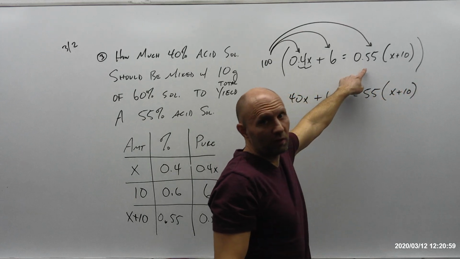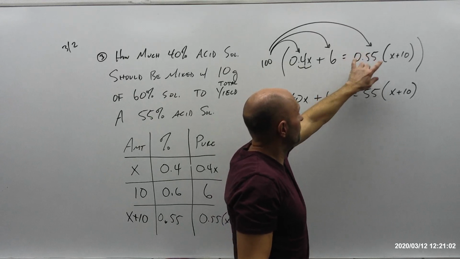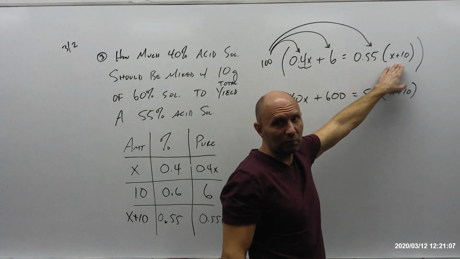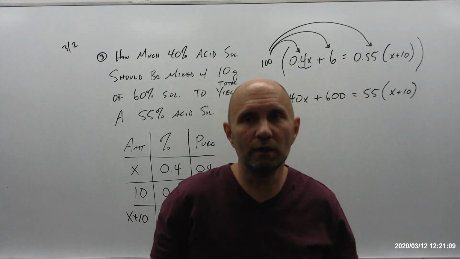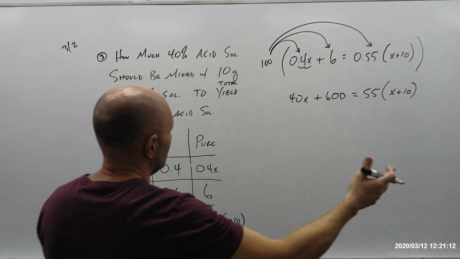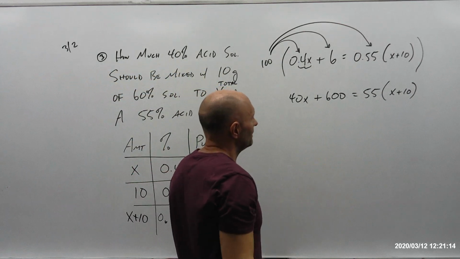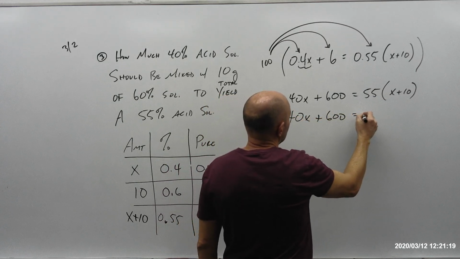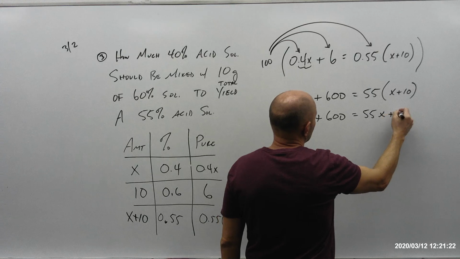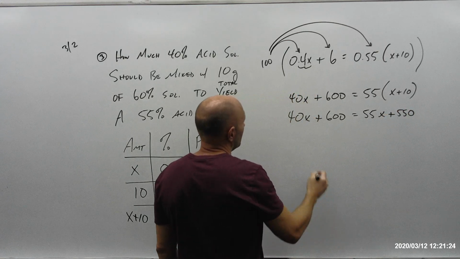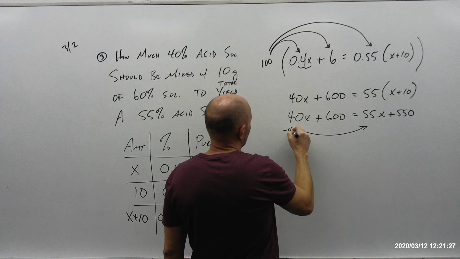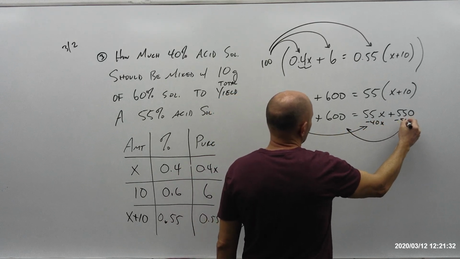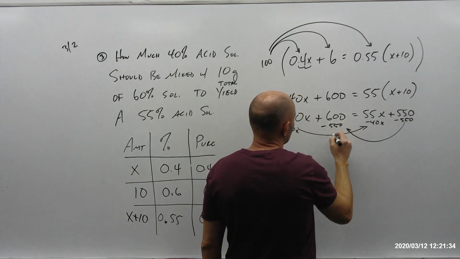And I'm only multiplying it by the number in front because what? This is a product. So it's 100 times 0.55 times x plus 10. I only multiply it one time there. So now, go ahead and distribute and solve from here. Not dealing with decimals. So I get what? 40x plus 600 is 55x plus 550. So if I move the 40x here, I subtract 40x from both sides. If I move the 550, I subtract 550 from both sides.